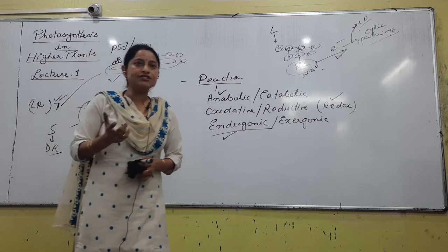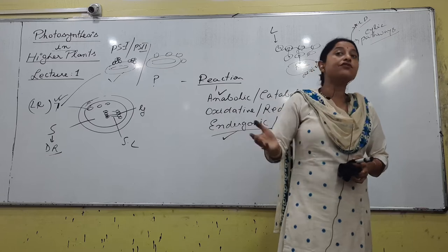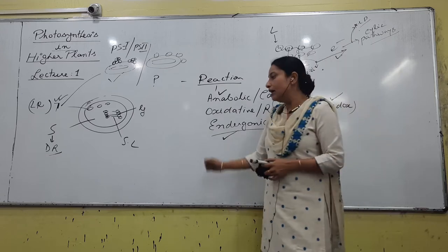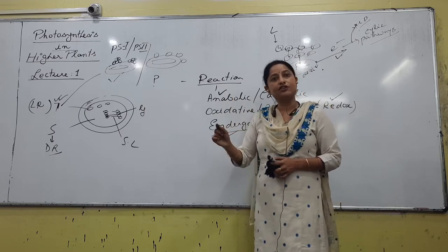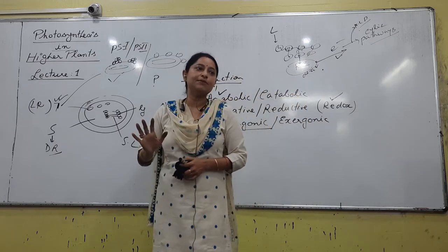Right? Phosphorylation, understood. Photophosphorylation is related with what? Photosynthesis. Oxidative phosphorylation is related with what? Respiration. Clear? Okay. So, what will happen in the cyclic and non-cyclic pathway? Photophosphorylation will happen. In the cyclic pathway, ATP will be produced. In the non-cyclic pathway, ATP will also be produced.